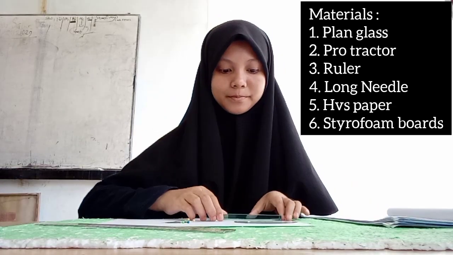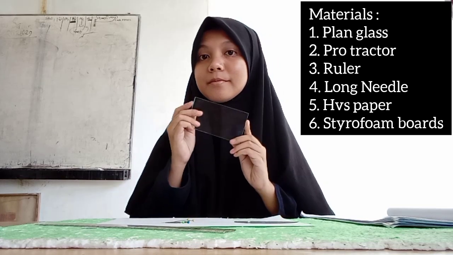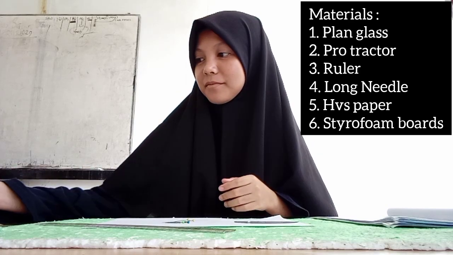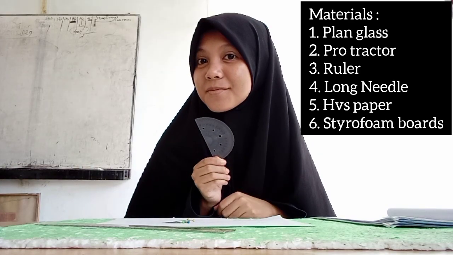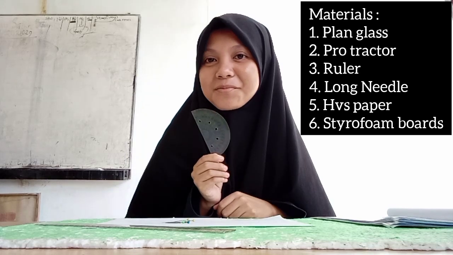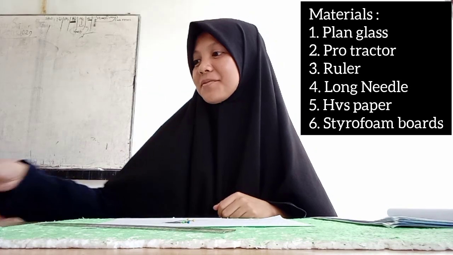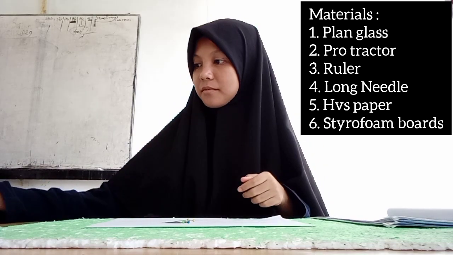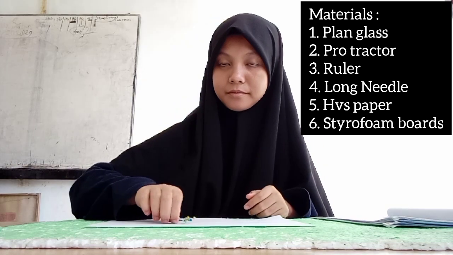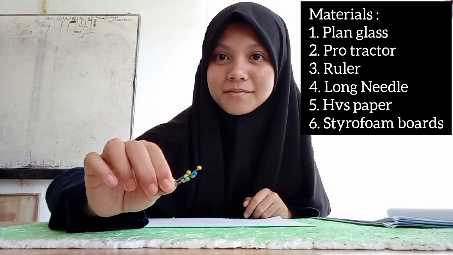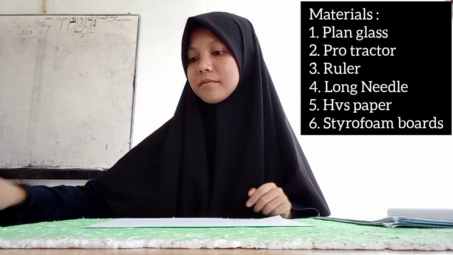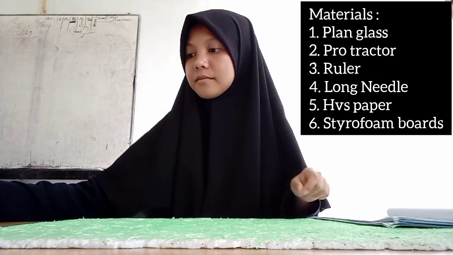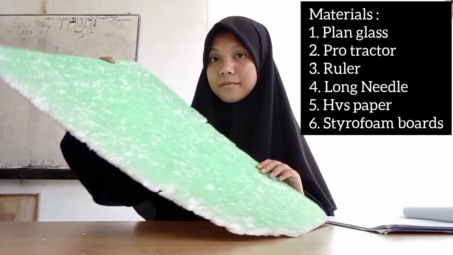The materials I am using here are, first, the plain glass. Then there is a protractor. Next, you can see there is a ruler. Next, there is a long needle. Next, we use HVS paper. And the last, don't forget about styrofoam boards.